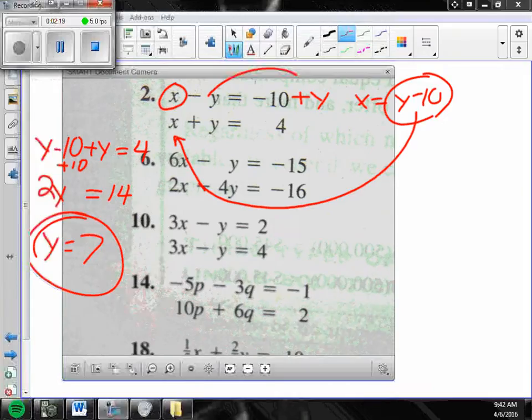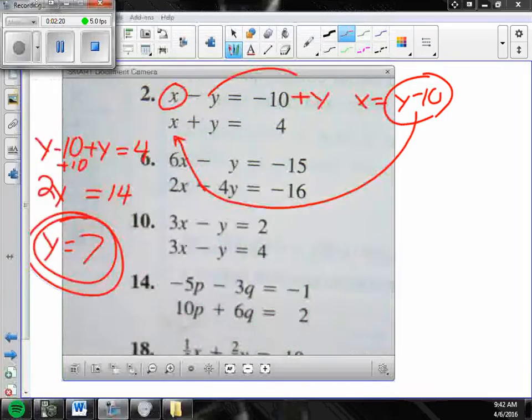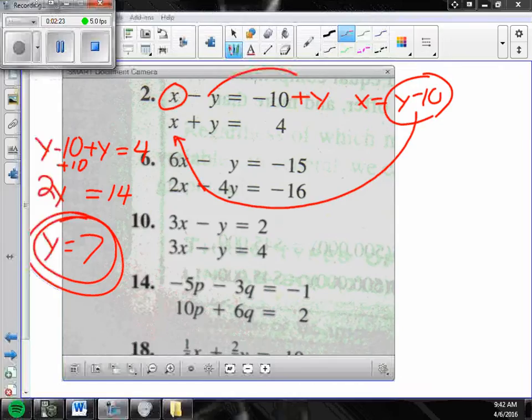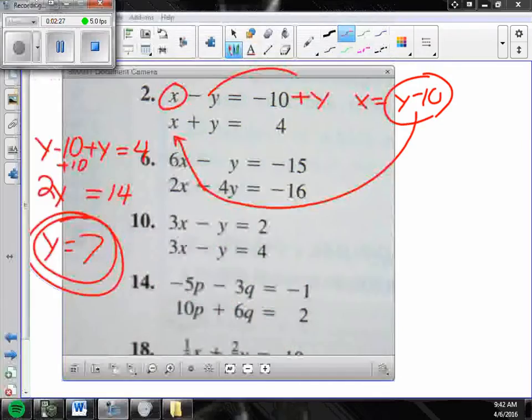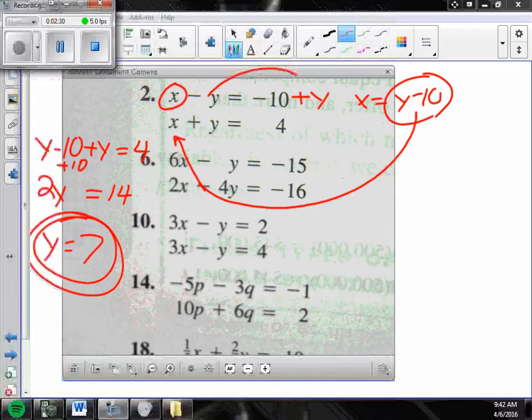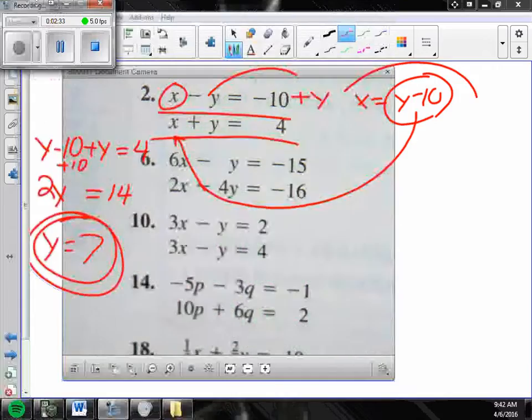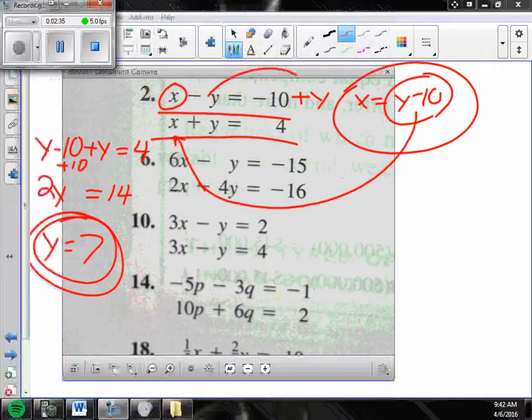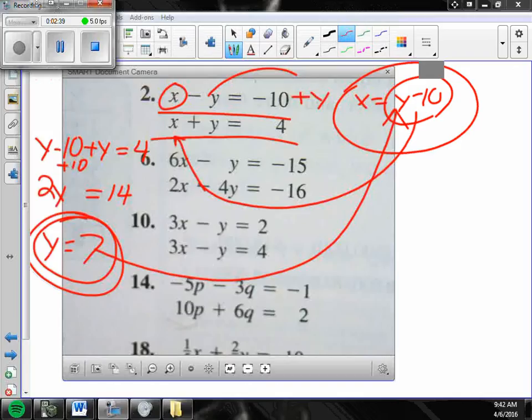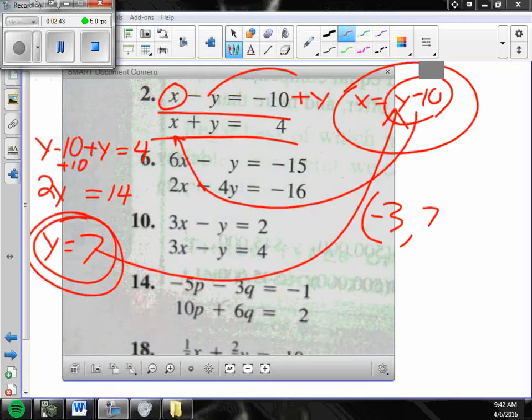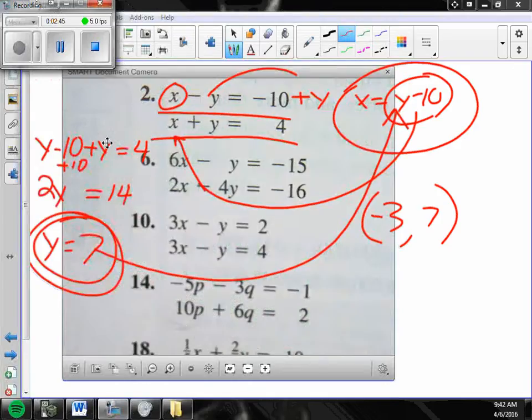So where do I want to plug this y equals 7? We want to plug it into the one that says x equals. Any one will work. I could put it in here, I could put it in here, but this one is going to be the easiest one. So I plug 7 in there. 7 minus 10 is negative 3. So negative 3 comma 7. That is the coordinate of the intersection.